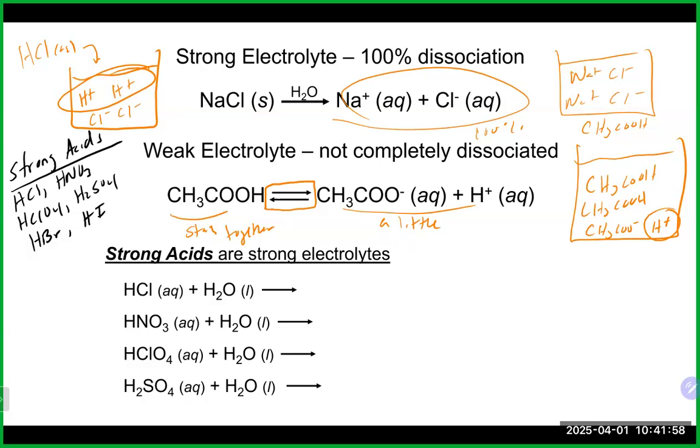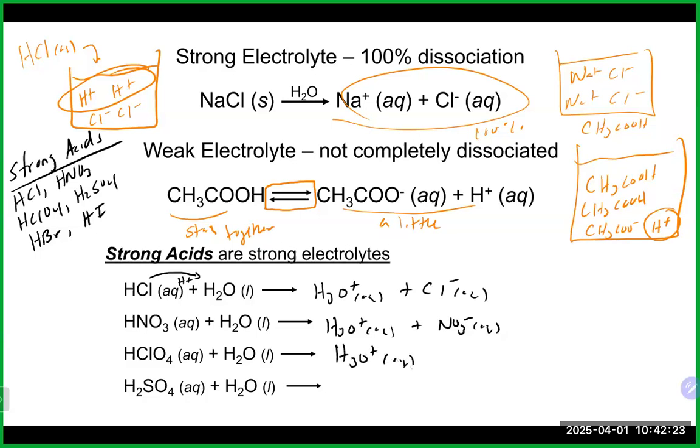Here, this is really just a dissociation of these acids in water. And since we do have water in each of these cases, the H plus will go over. And in this case, we will make H3O plus because the water is included, and Cl minus, H3O plus, and NO3 minus, H3O plus, and ClO4 minus, and H3O plus, and HSO4 minus in this case.